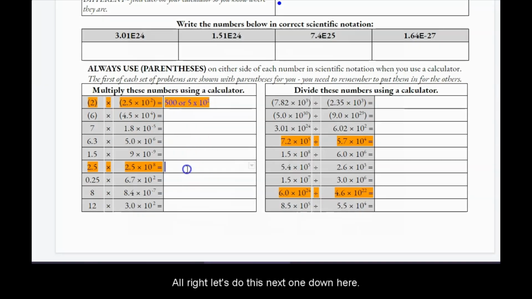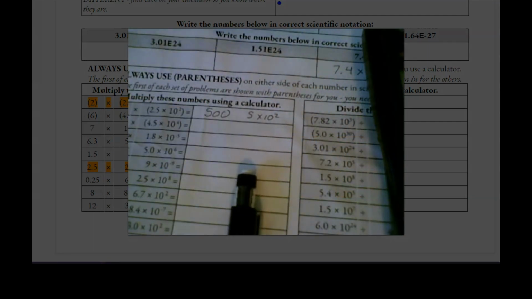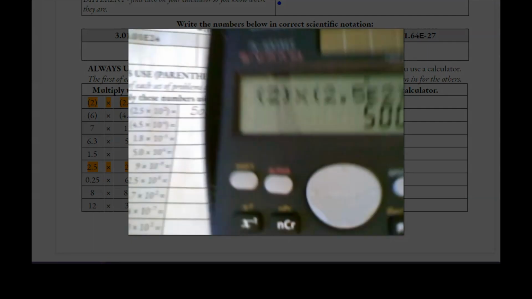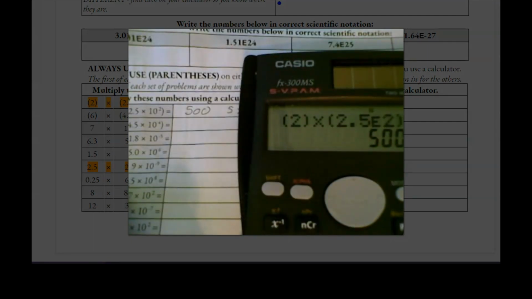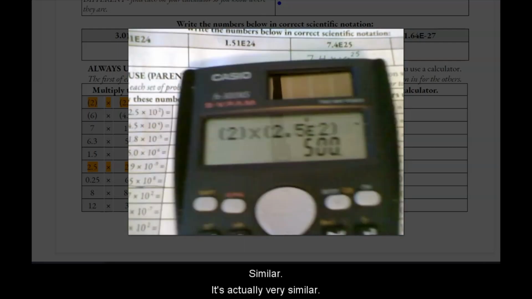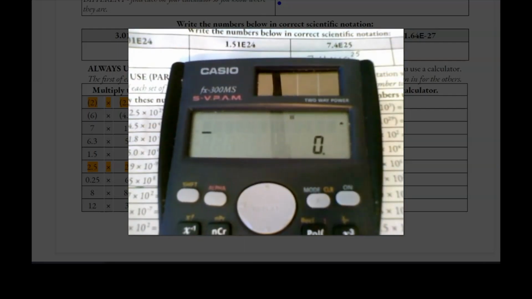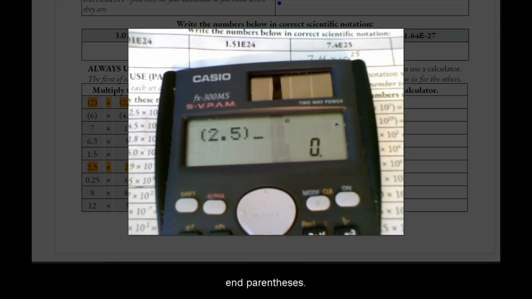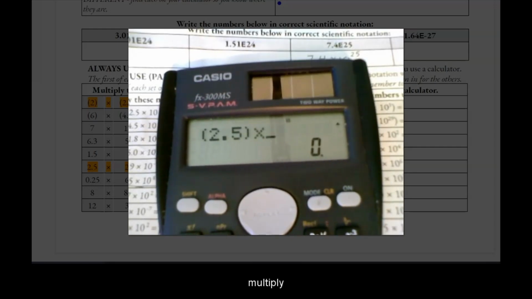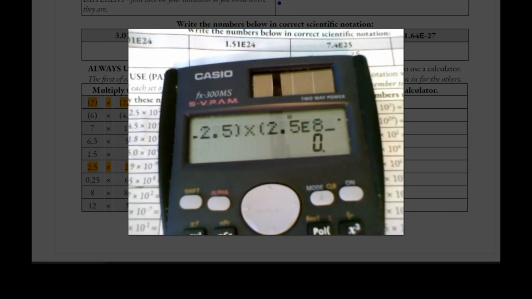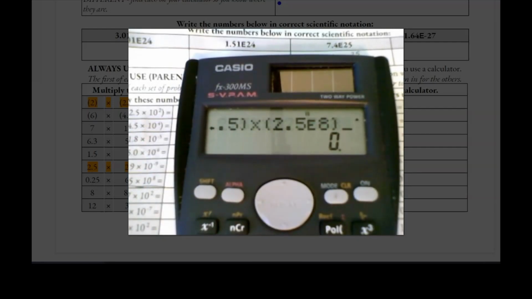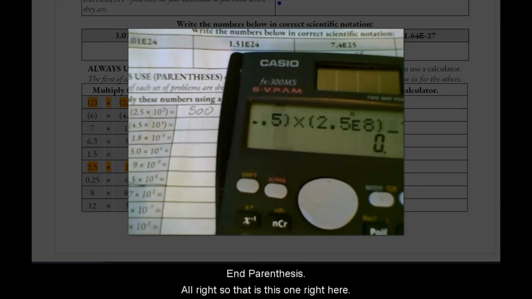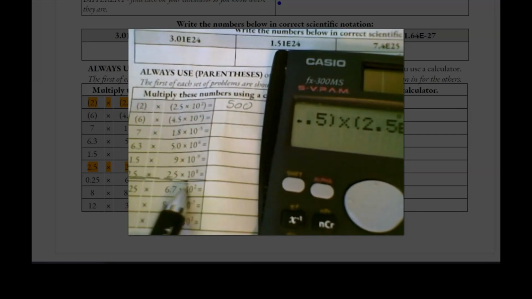Alright, let's do this next one down here. This one is similar. It's actually very similar. So let's clear this. Start parentheses. This time we've got 2.5. End parentheses. Multiply. Begin parentheses. 2.5. Exponent 8. End parentheses. Alright, so that is this one right here.